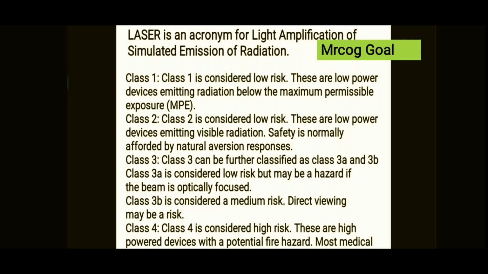Now laser. Laser is an acronym for light amplification by stimulated emission of radiation. There are different classes. Class 1 is considered low risk. They are low power devices emitting radiation below the maximum permissible exposure. Class 2 is again considered low risk. These are low power devices emitting visible radiation. Safety is normally afforded by natural aversion responses.